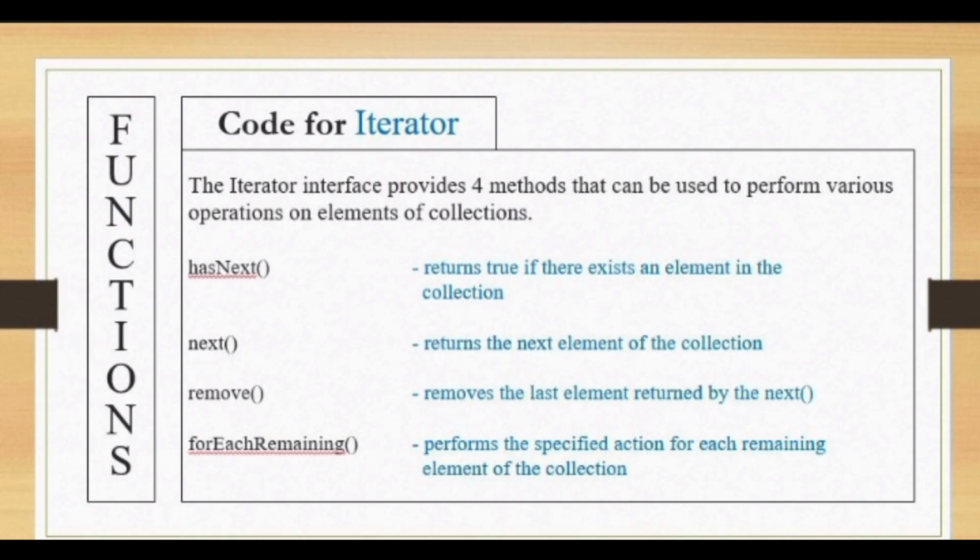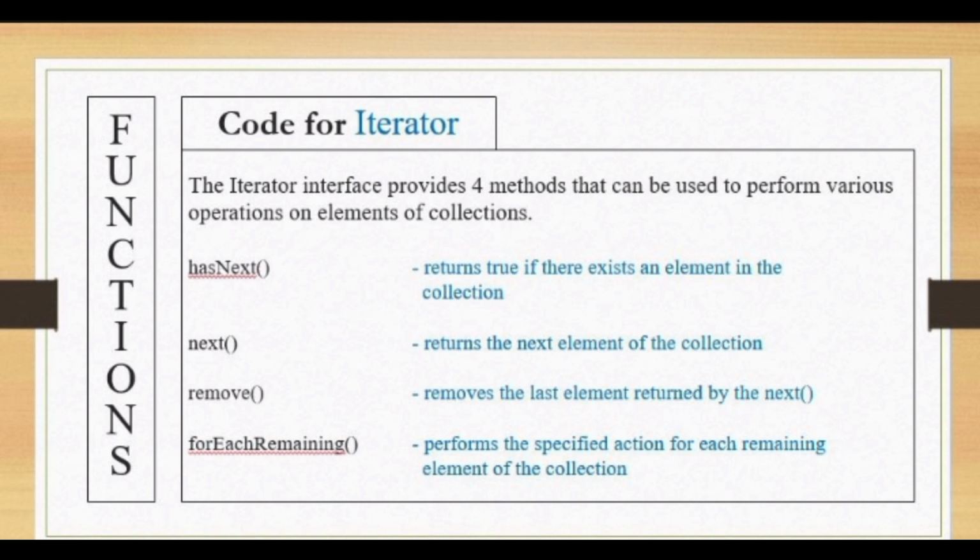Now I will explain the functions which are used in the code of the iterator. The first function is hasNext. This method checks if there are more elements in the collection. It returns true if there's at least one more element, and false if the iterator has reached the end of the collection. Next, this method returns the next element in the collection. If there are no more elements, then calling next throws a NoSuchElementException.